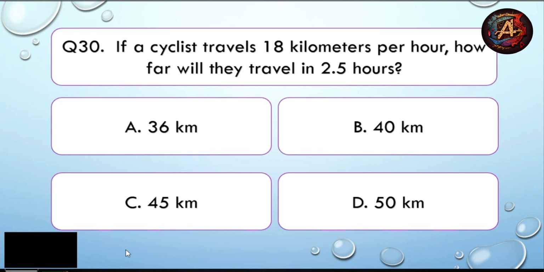Question number 30. If a cyclist travels 18 kilometers per hour, how far will they travel in 2.5 hours? Okay, is it A, 36 kilometers, B, 40 kilometers, C, 45 kilometers, or letter D, 50 kilometers? I'll give you 5 seconds.